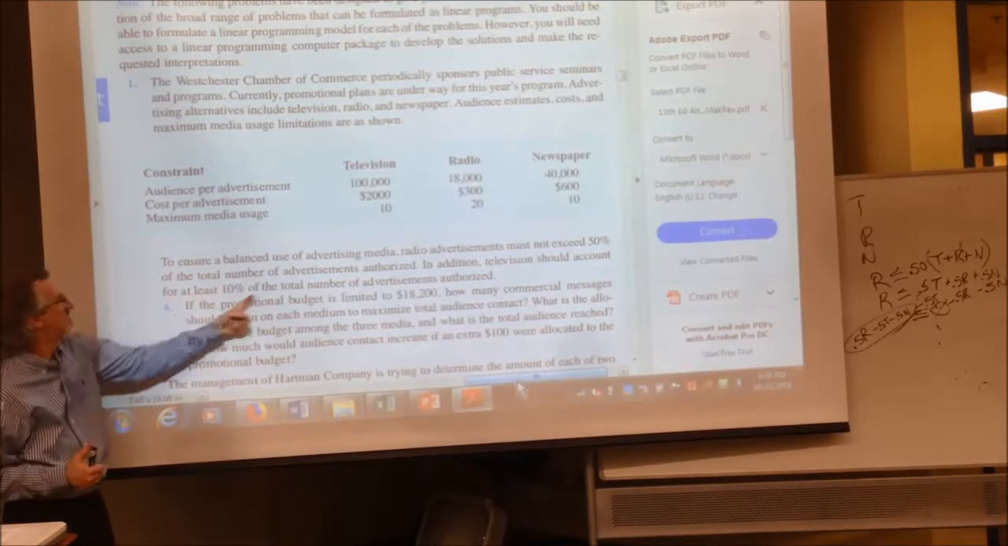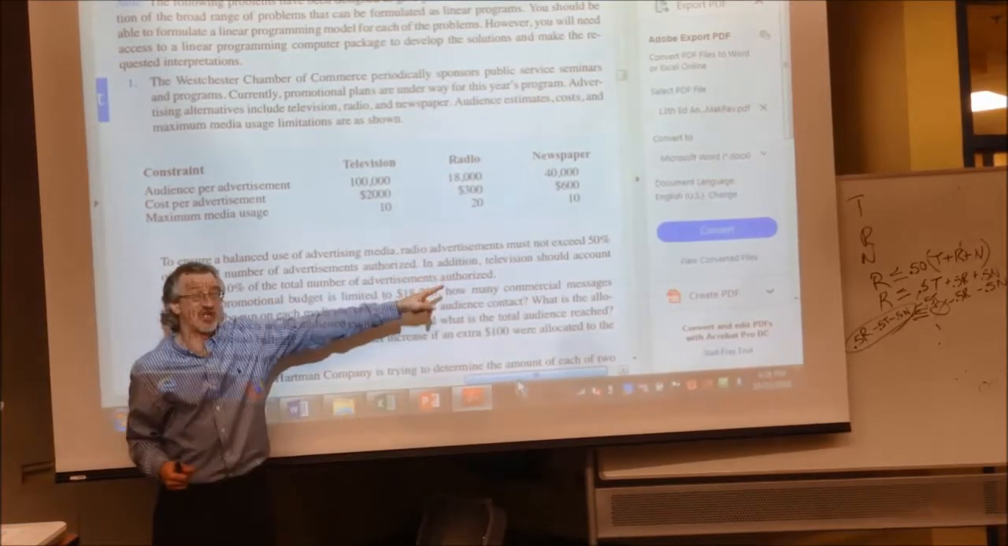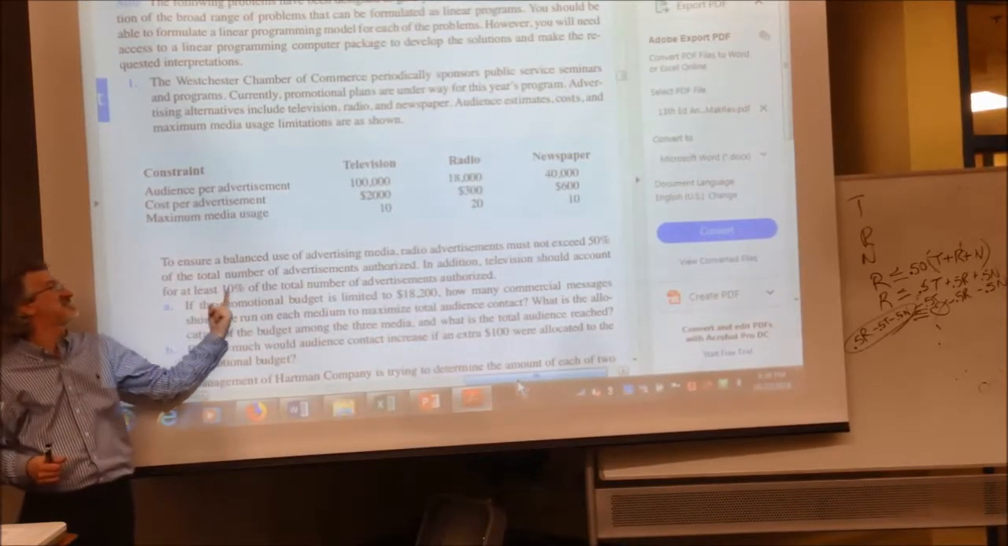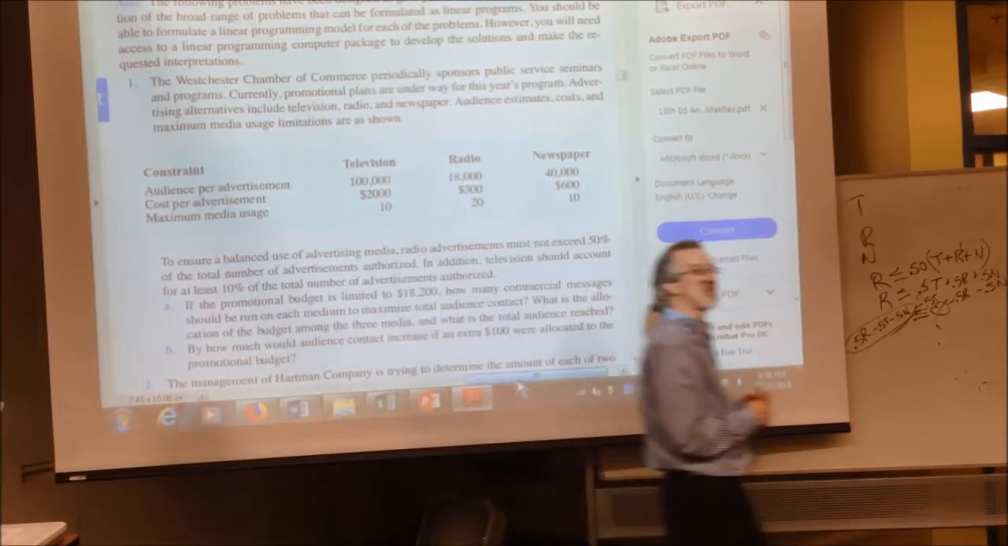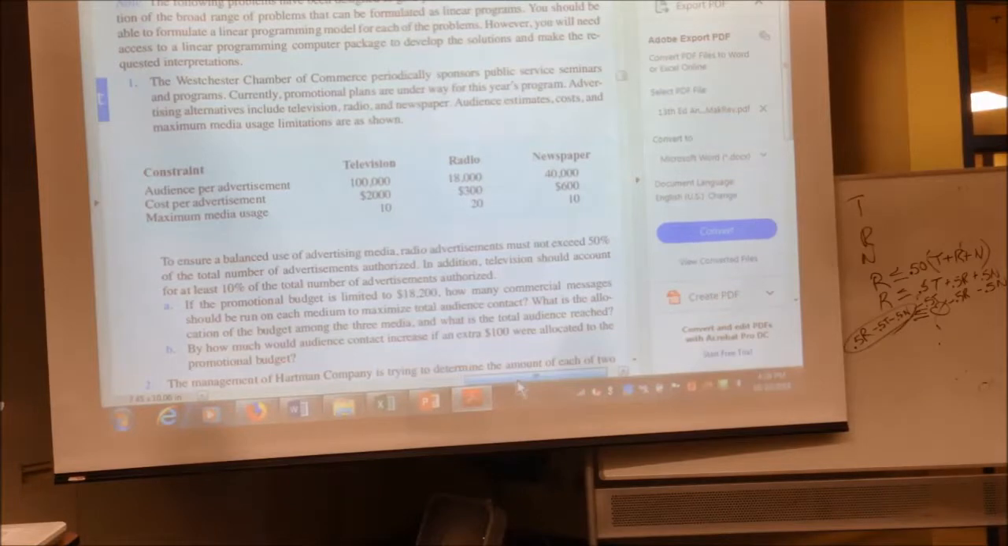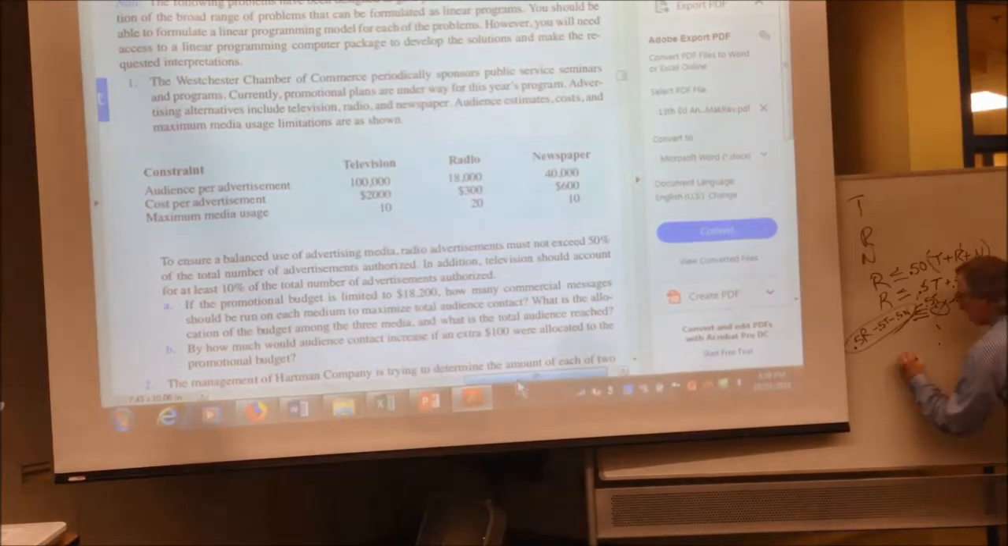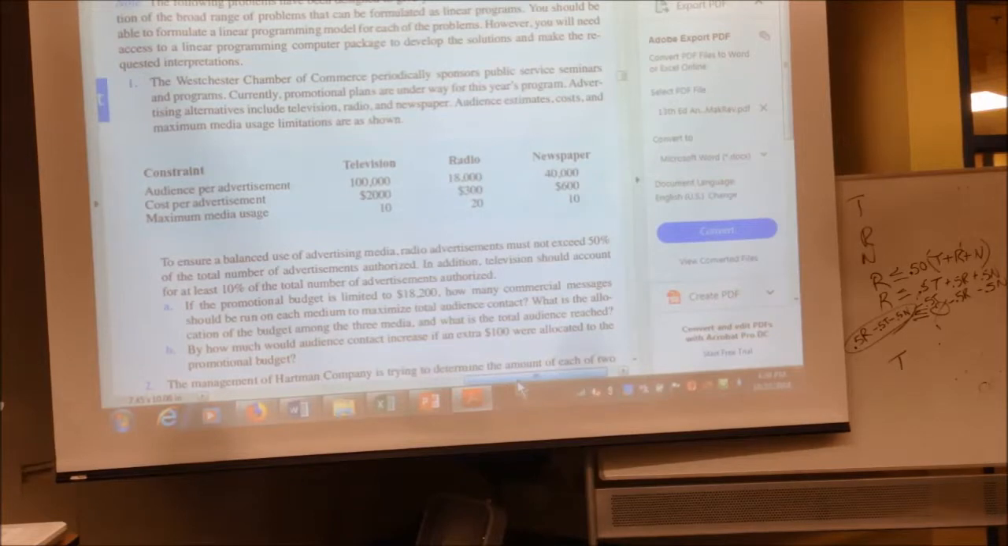Next sentence says, in addition, television ads should account for at least 10% of the total number of ads. Just write it just like it read. Television, which is T, should account for at least 10%. Greater than equal, less than equal, or equal? Greater than equal 10%, 0.10 of times all the ads. T plus R plus N represents the total of all the ads. The total number of ads would be, because those are the only 3 options we can put them in.